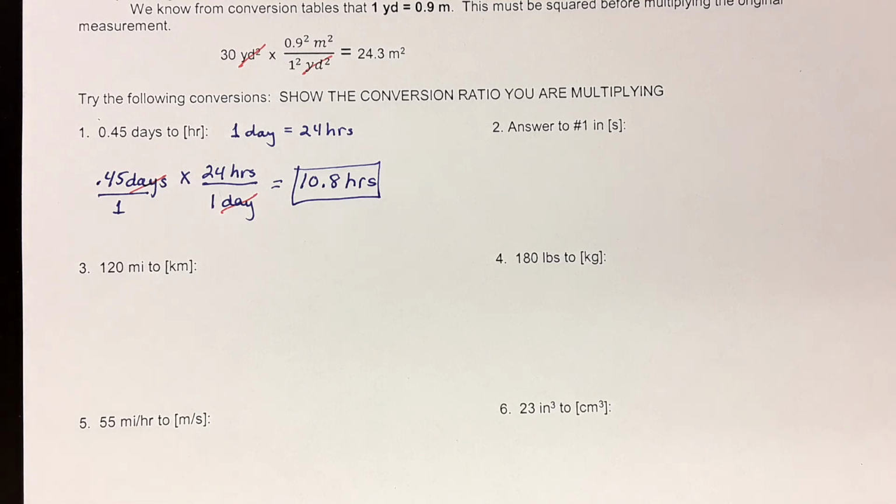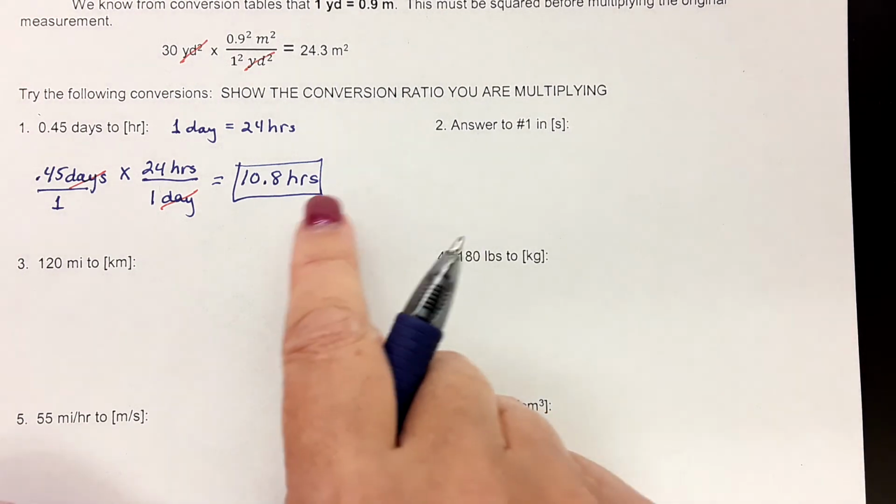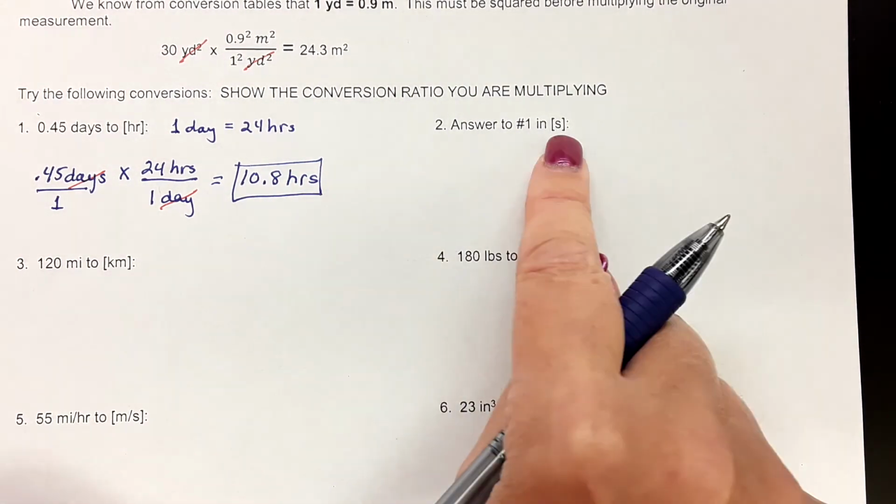You're going to end up with 10.8 hours. Now, that wasn't so bad, was it? No, but we already know a little bit of something about time. Now, look at the next one. Here, we're going to convert this answer to seconds. We're going to go from hours to seconds.